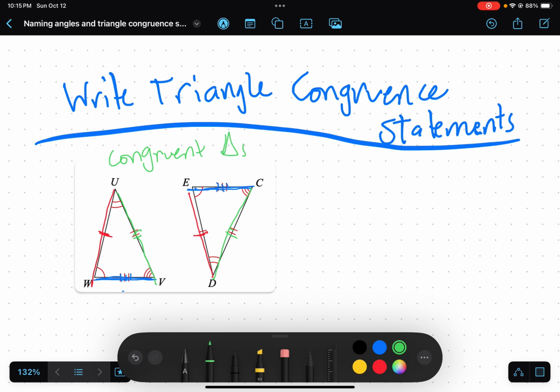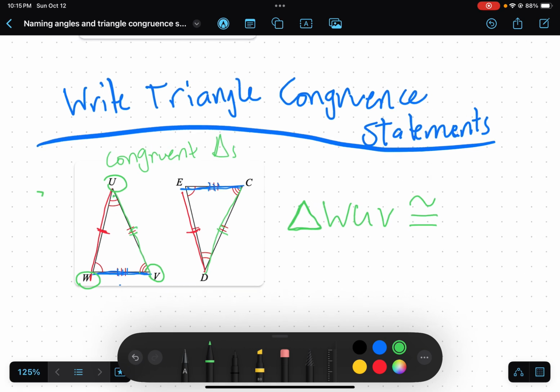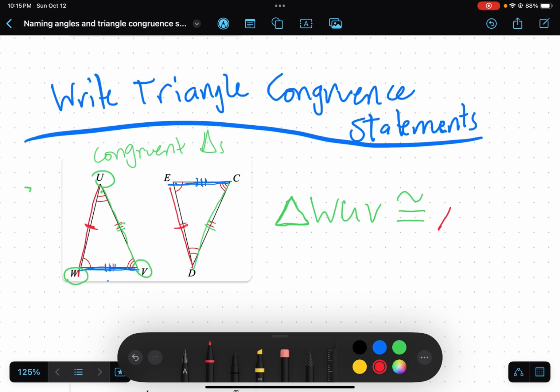If I want to write that in a formal geometric way, I need to write my statement in a really specific way. First I'm going to write my symbol for triangle, just a little triangle, and I'll start with WUV. So triangle WUV, and then I'm going to write is congruent. Now here's the tricky part. I need to figure out what order I need to put these letters in so that they match up to each other. So let's look at the angles instead.